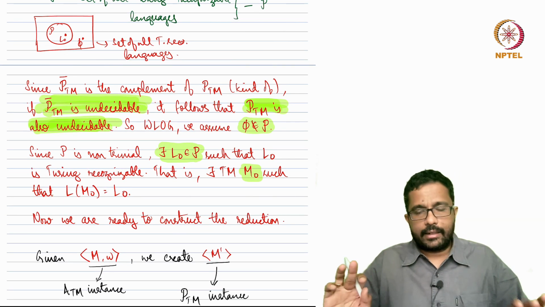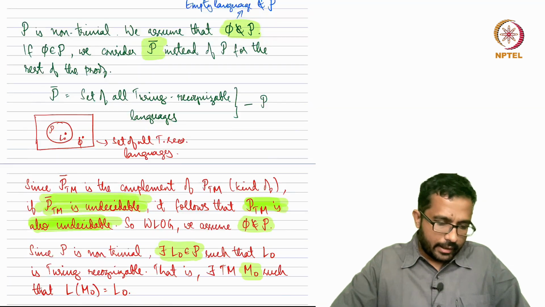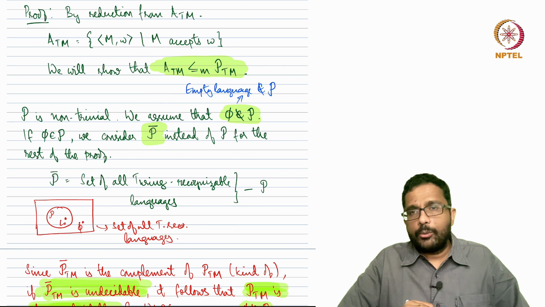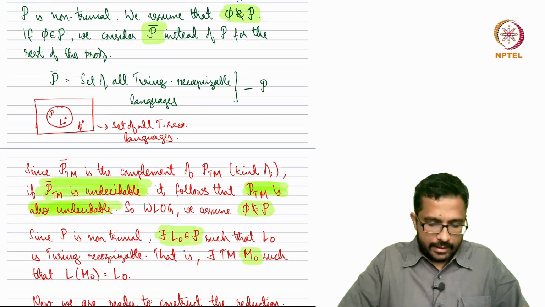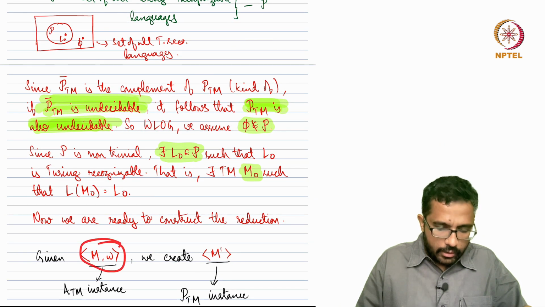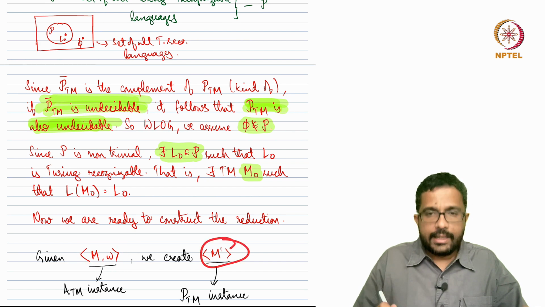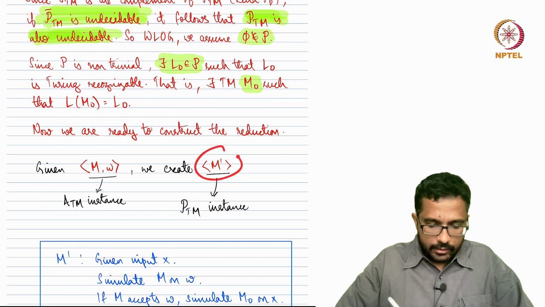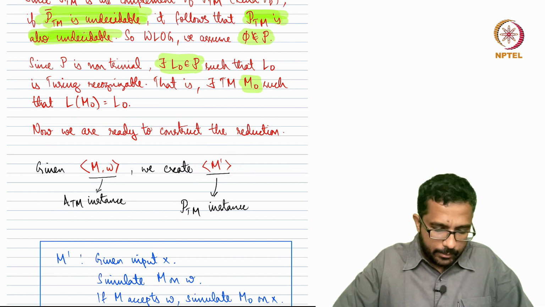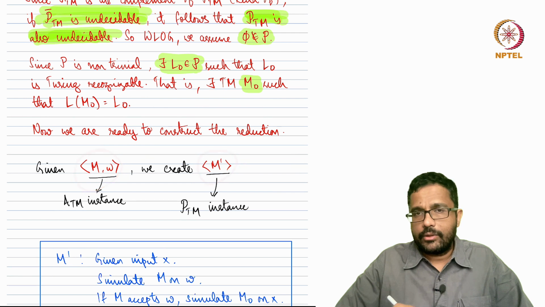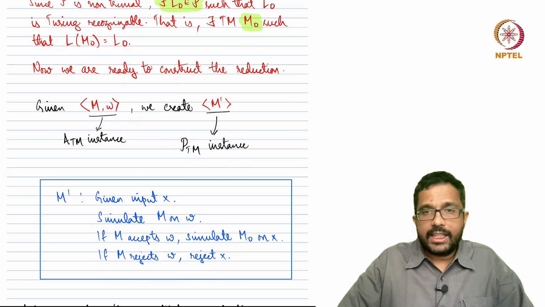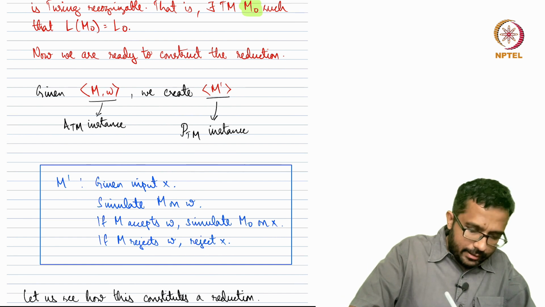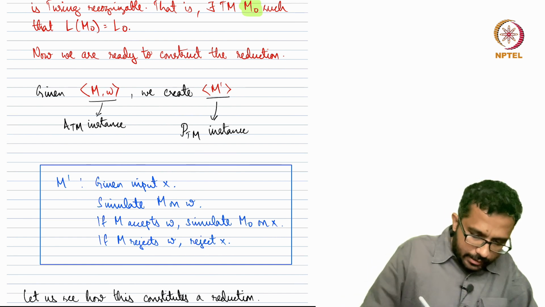Now we will make the reduction. The reduction is from ATM to PTM. Given an ATM instance, meaning given M comma W, we will construct a PTM instance, which we call M prime. Let's see how to build the PTM instance from the ATM instance. The reduction is very brief. It's what is written in the blue box here.